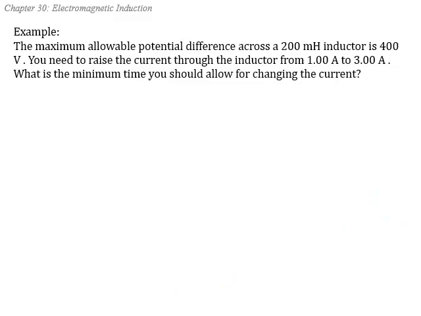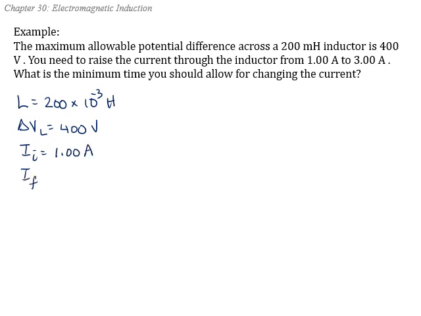Say that the maximum allowable potential difference across a 200 millihenry inductor, so that's our inductance, L is 200 millihenries, is 400 volts. So delta V across the ends is 400 volts. You need to raise the current through the inductor from 1 amp to 3 amps. So the initial current is 1 amp. The final current is 3 amps. How long can you take without blowing the inductor?